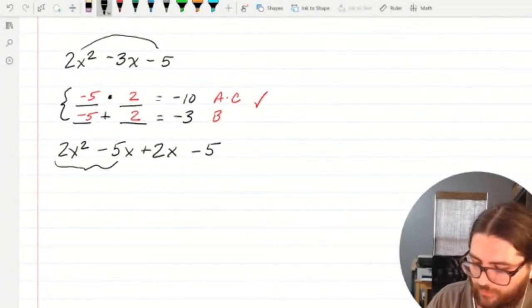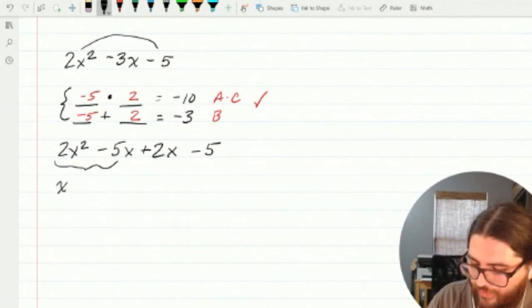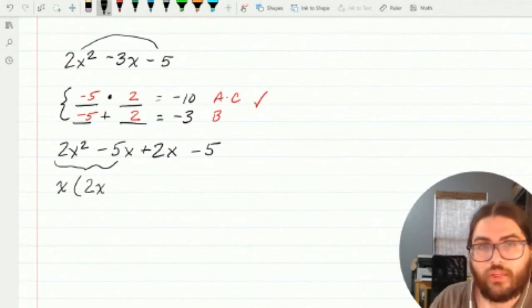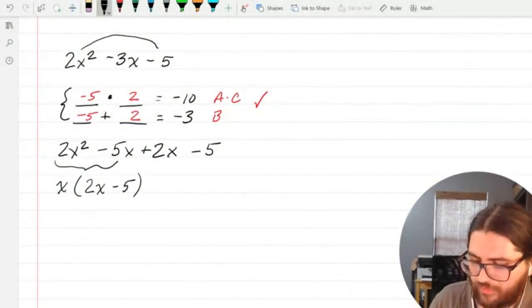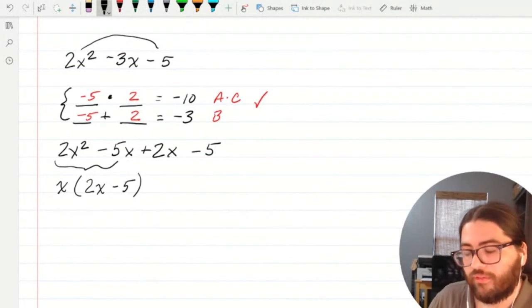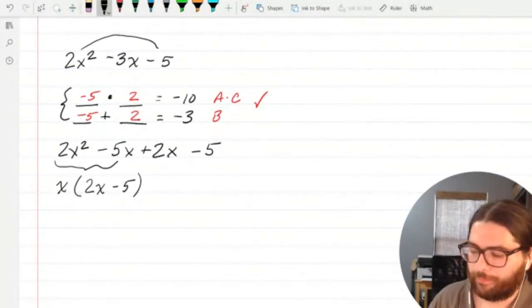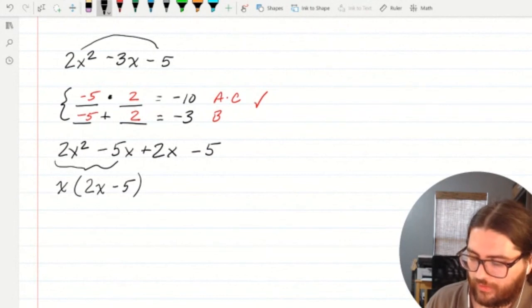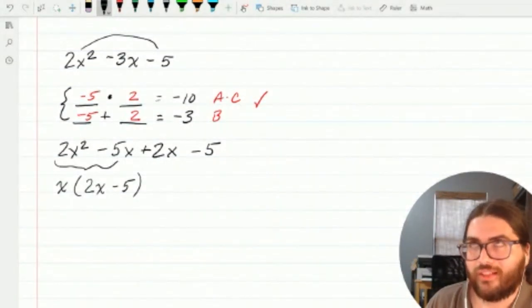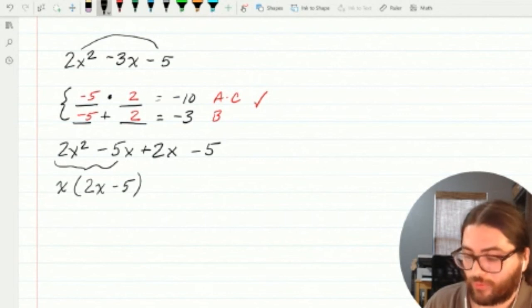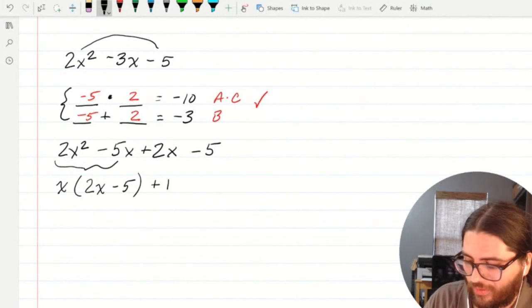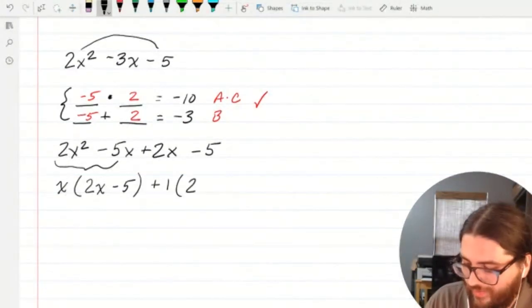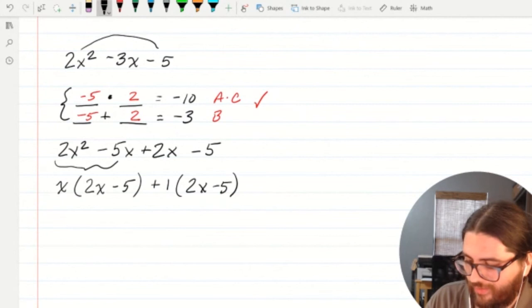In my first group, common factor is x. That leaves, I think, 2x. X times 2x is 2x squared minus 5. Yeah, x times negative 5 is negative 5x. And then remember what we said about the greatest common factor of last resort? I don't see one, not a number, not a variable. Plus 1, 2x, 5.